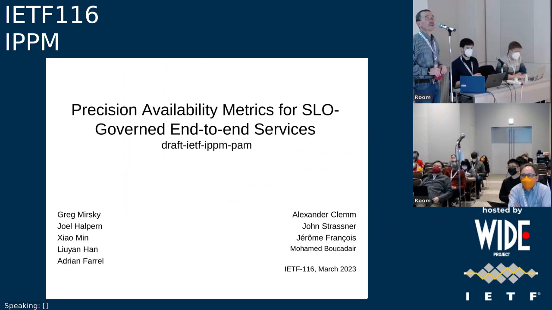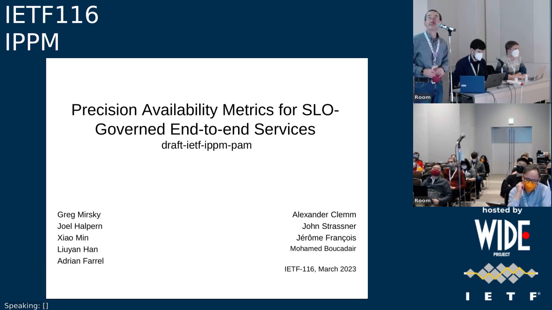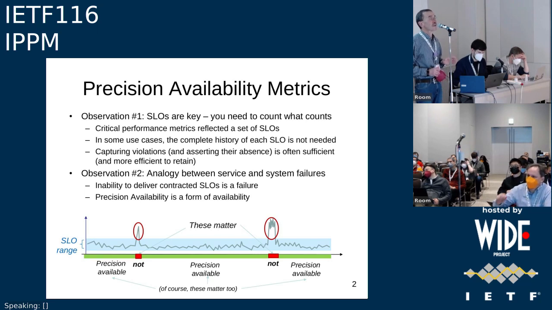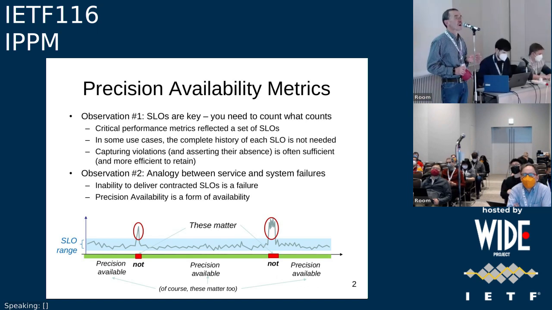Okay. Hi. So first, an update on our work on precision availability metrics. So to remind, what we're trying to create is a set of metrics that can be useful, among other purposes, for assessing conformance of the service to the conditions in a service level agreement when there are multiple service level indicators characterized through their service level objectives.